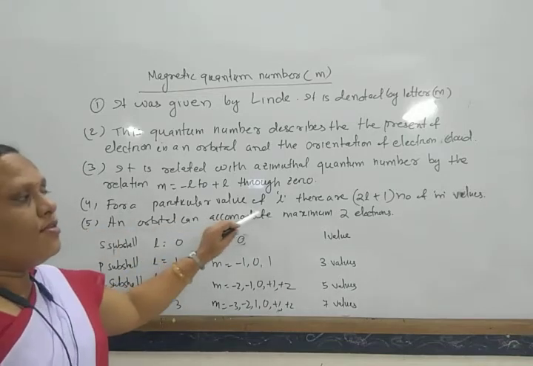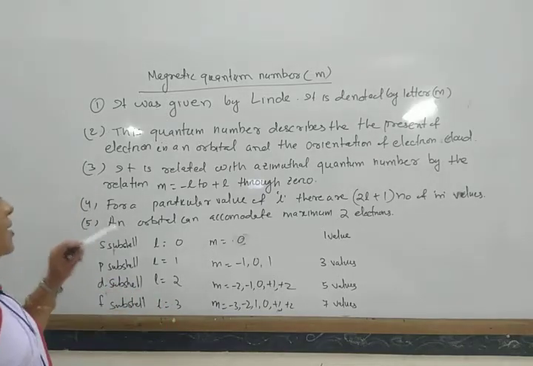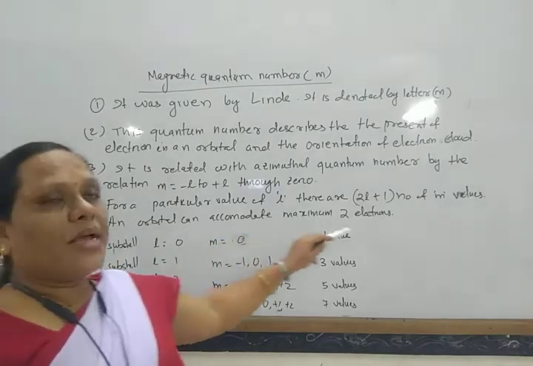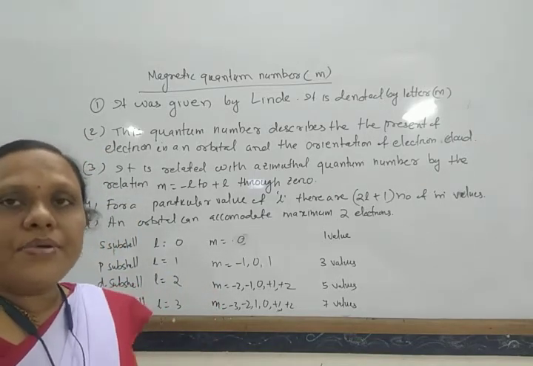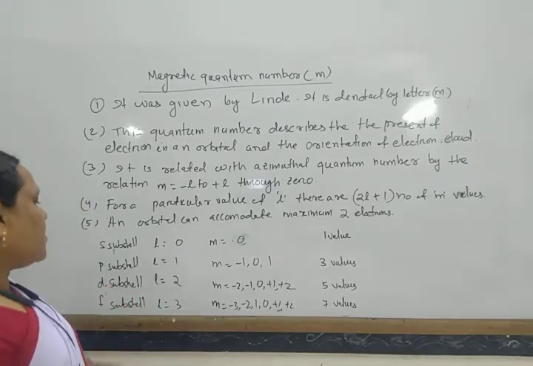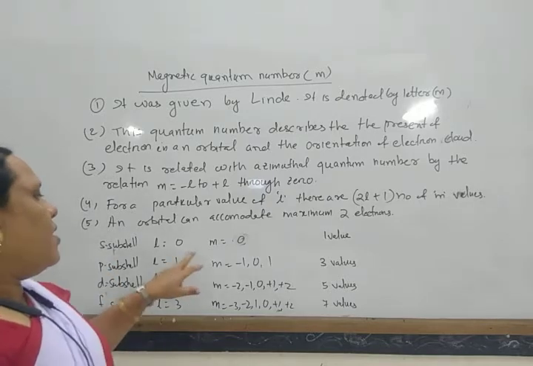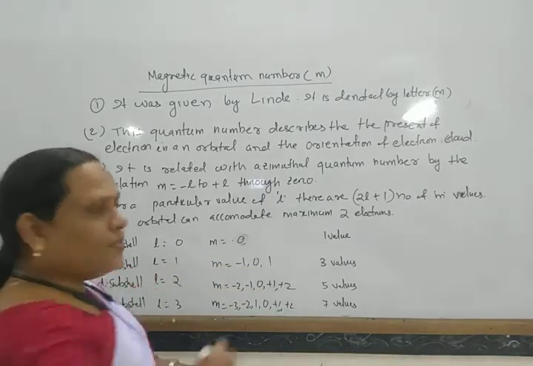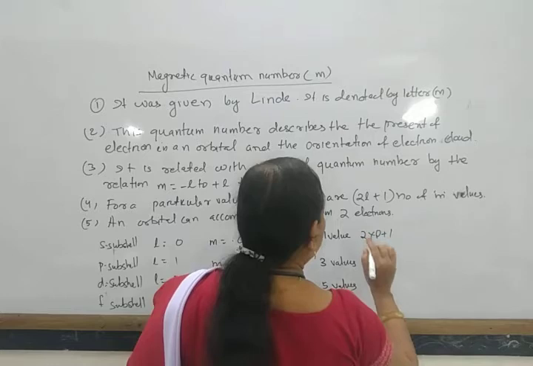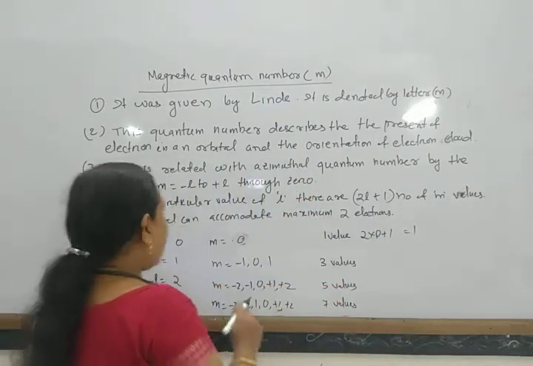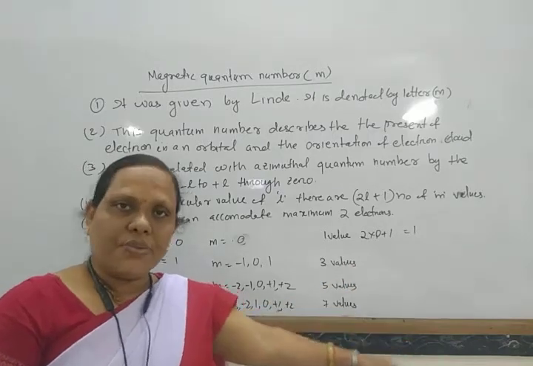For a particular value of l, there are 2l plus 1 values of m, and an orbital can accommodate a maximum of 2 electrons. All this information we generally get from the magnetic quantum number. So for s, when l equals 0, m equals 0, it has 1 value according to 2 into 0 plus 1, that is 1. And this s subshell consists of only one orbital, the s orbital.